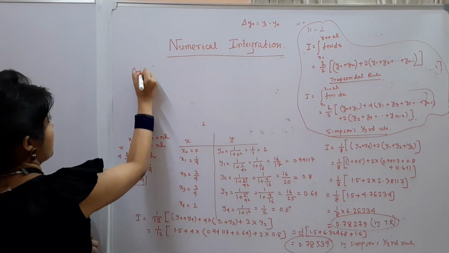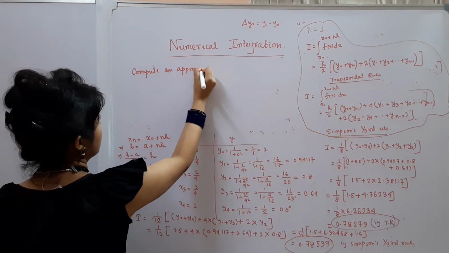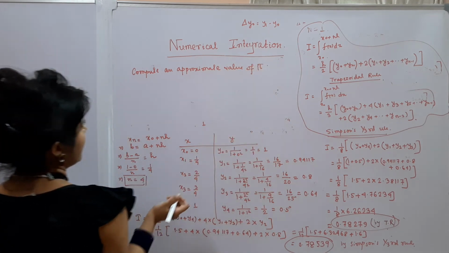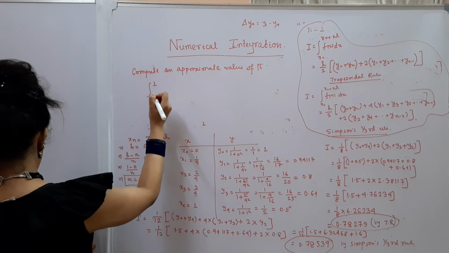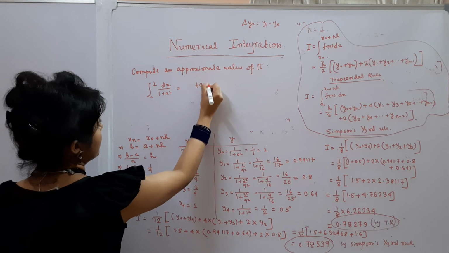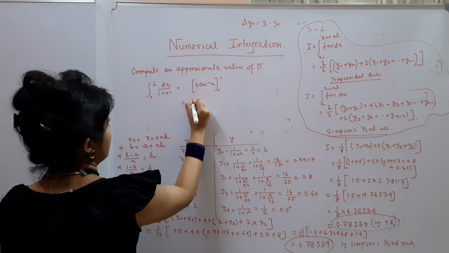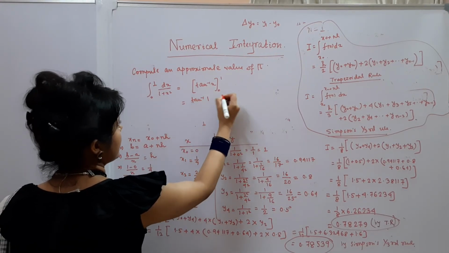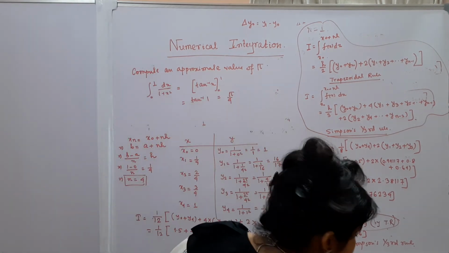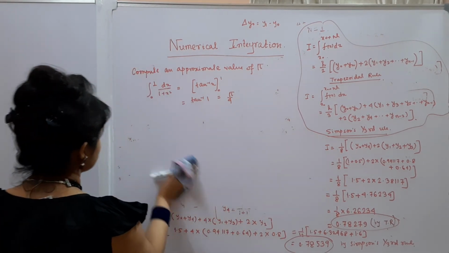The second part of this problem is compute an approximate value of pi. That is, the problem was integral 0 to 1 dx by 1 plus x square. If you directly integrate it, it will give you tan inverse x from 0 to 1. So this is tan inverse 1 and tan inverse 0 is 0. So this is pi by 4. Hope you have understood this.